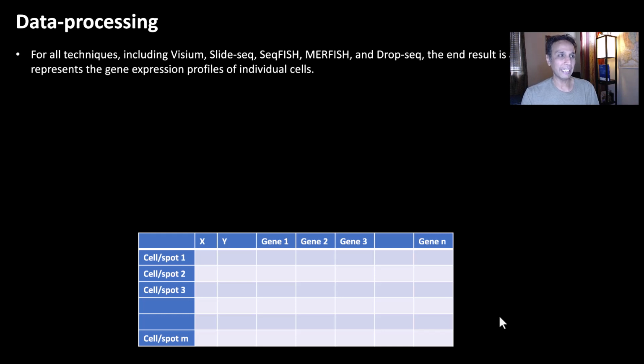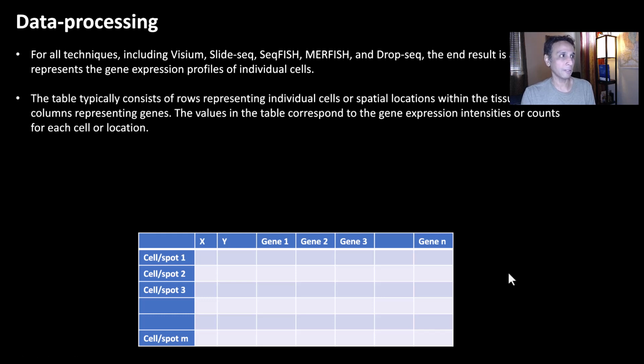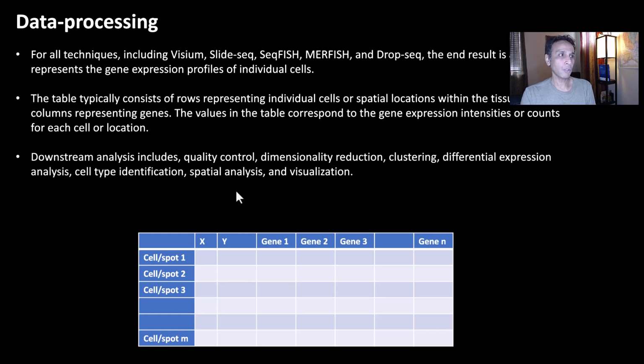But eventually, after the cleanup, you have something that looks like this. No matter what the technique is, this is where we start. And the downstream analysis, what does it include? Of course, it includes quality control. It includes dimensionality reduction, because for each of these cells or spots, whatever you want to call them, you have 30,000 genes, let's say, or 20,000. In some, you may have 500. In some, you may have 200. It doesn't matter. But you have many, meaning you need to perform some sort of analysis.